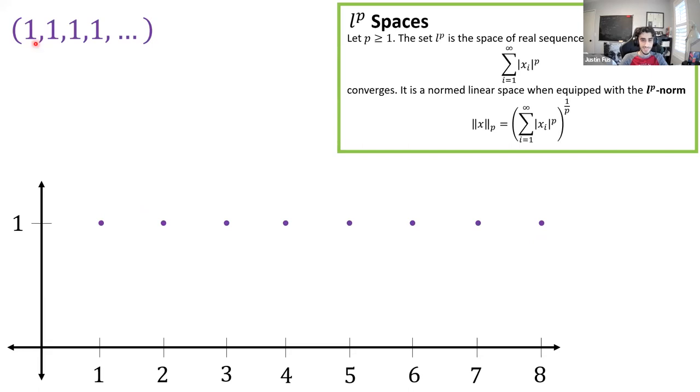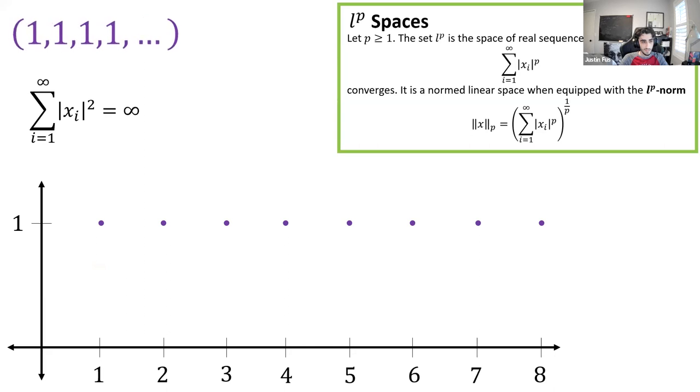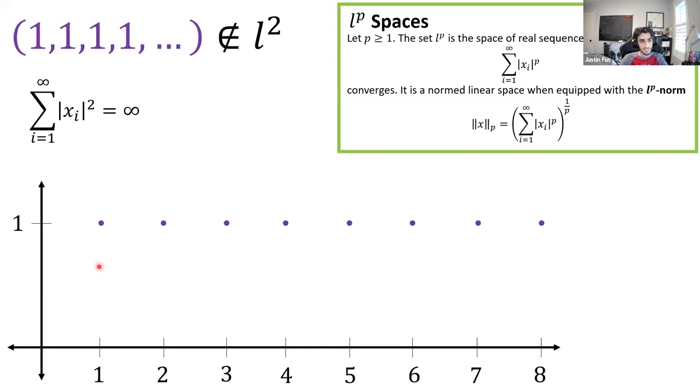Let's consider now the constant sequence of just ones. If we try to find the L2 norm of this thing, we'll get an issue because we're adding infinitely many ones, and that, of course, goes to infinity. So 1, 1, 1, 1 is not in L2. We'd apply the same exact logic for any p that we choose. This will always be just a sum of ones, and so we're left with an infinite sum all the time. So this sequence is not in any of the LP spaces where p is some number greater than or equal to 1.